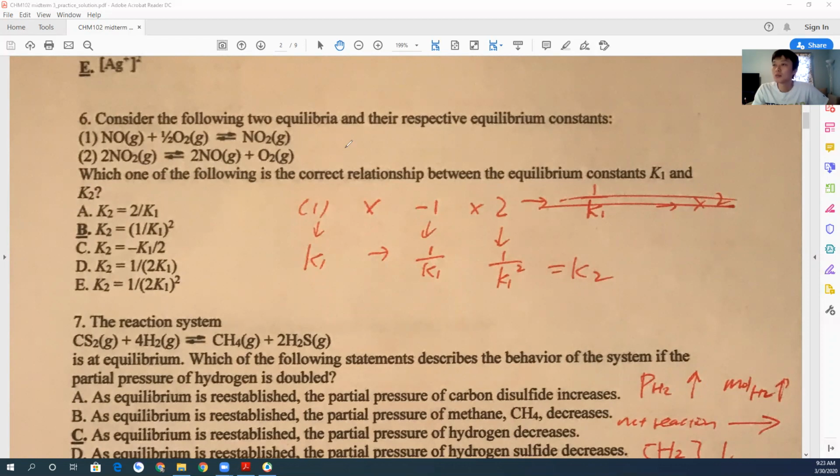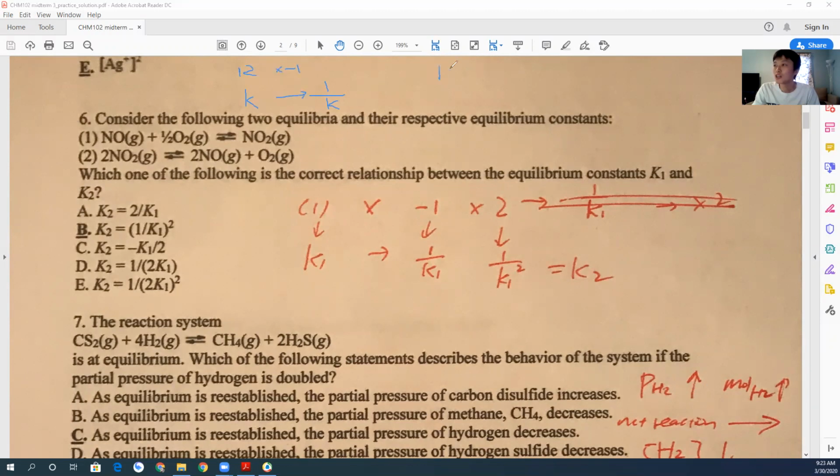So when we modify a chemical reaction, the general rule is that if we flip the reaction, if we change sides, the K value will be 1 over K. When we change sides, we multiply by negative 1. So for the reaction, if it's flipped, that means we multiply by negative 1, so the K value will become 1 over K.